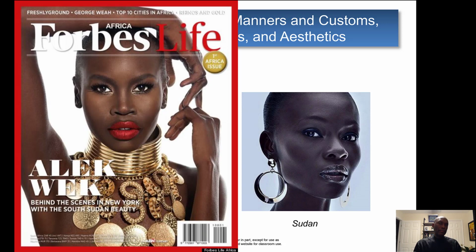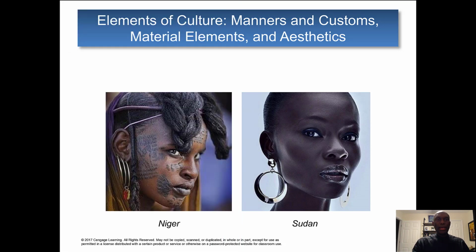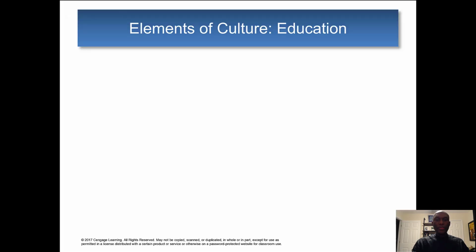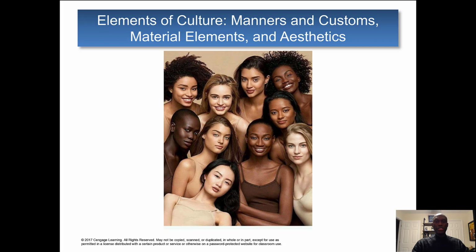And so Alek Wek had very well-defined African features. And so she was a pioneer in breaking that mold in terms of what aesthetics mean as far as beauty. And now you can see here on the next slide all of the different expressions, all of the different colors, and you have all these different views of what defines beauty.